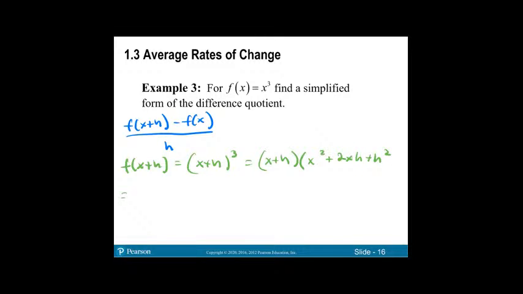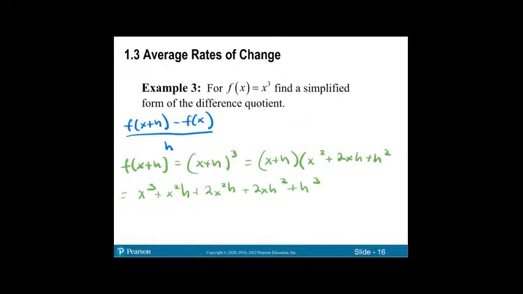Let me see. That's going to be x cubed, x squared h, 2x squared h, 2xh squared, and then h cubed, right?